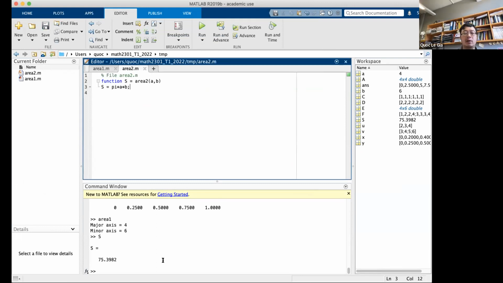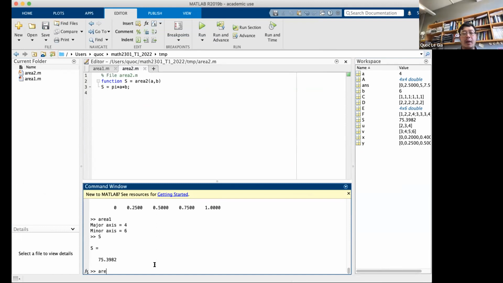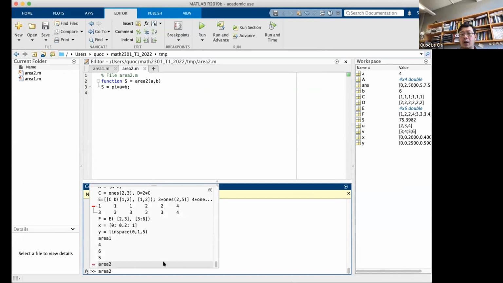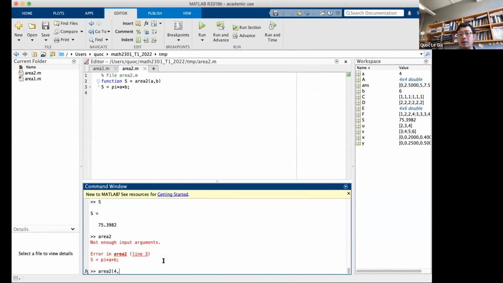So how do you run a function in Matlab? You cannot type area 2, because if you type in area 2, it will say you don't have input arguments. So you have to enter the input arguments, so 2, 4, or 4, 6, whatever. Then you get the same answer.